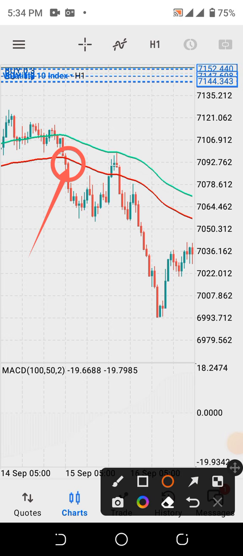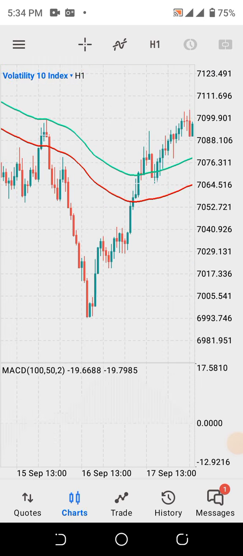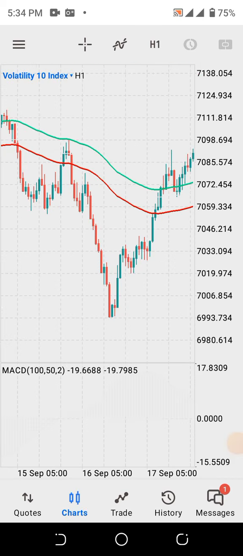Then when you are selling, your stop loss should be at the green line. The green line will serve as your stop loss when you are selling. All right, so as you can see, this is a huge profit.